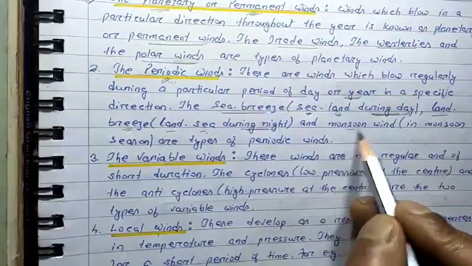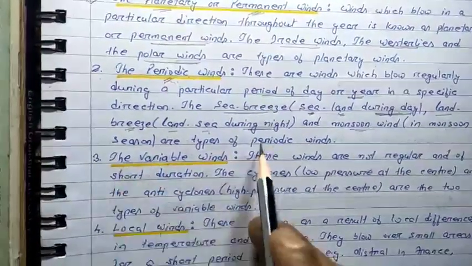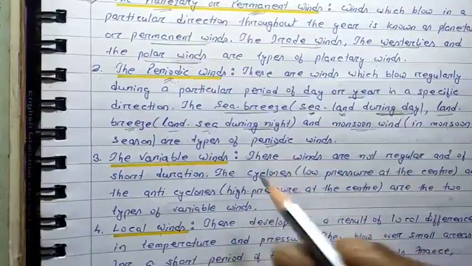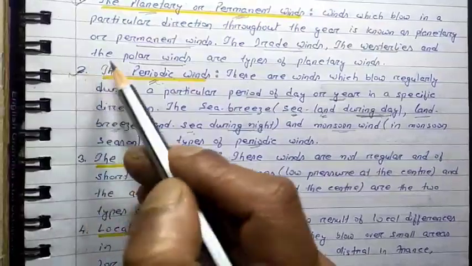One more is there, monsoon wind. It generally blows in the monsoon season, and these are the different types of periodic winds which generally keep changing their direction after a particular period.